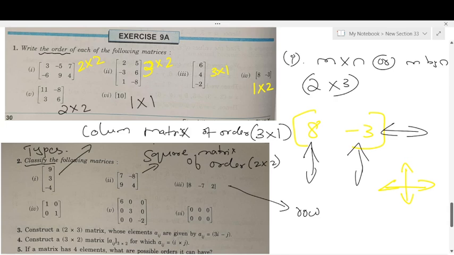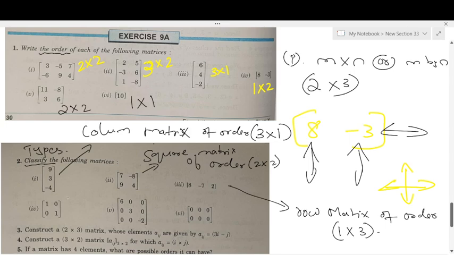Look at the direction they have written it. It is written in column direction. Third question is written in row direction. So this is how you have to write. Don't just write the direct answer. You have to write row matrix of order 1 into 3, 1 by 3.